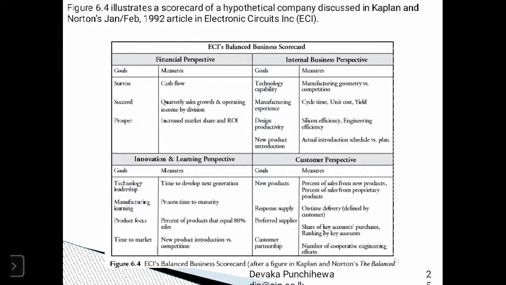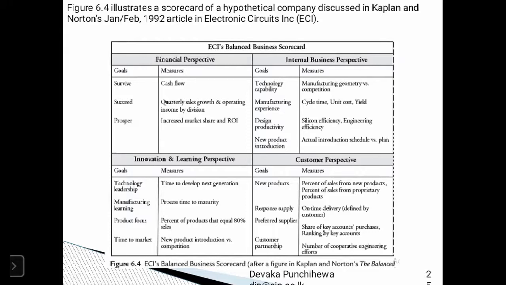So likewise, the fourth perspective, that is customer perspective, we say, what are the goals? When it comes to customer perspective, new products, how you can measure it? Percent of sales from new products, right? Percentage of sales from new products, percent of sales from proprietary products. Like proprietary products in the sense you have already owned, right? New product.